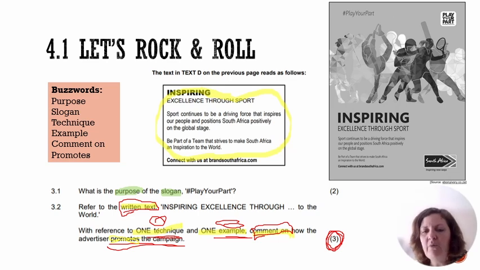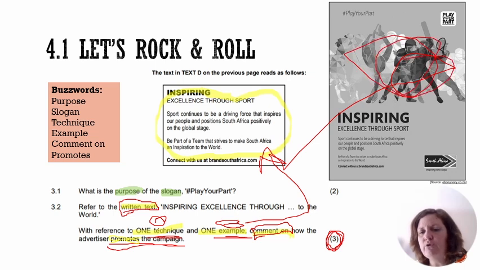An example from where? An example from the written text. Can you tell me about the fact that there are lots of sports represented in the picture? No, you can't, because that's the visual. And they're asking us to talk about the written text. So we've got to go and look at our words. We've got to identify the words, give the example, and then explain which advertising technique they are and how they promote the product. Okay, or the campaign in this case.